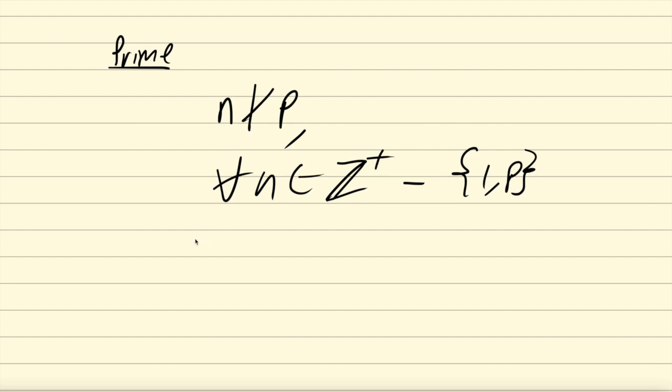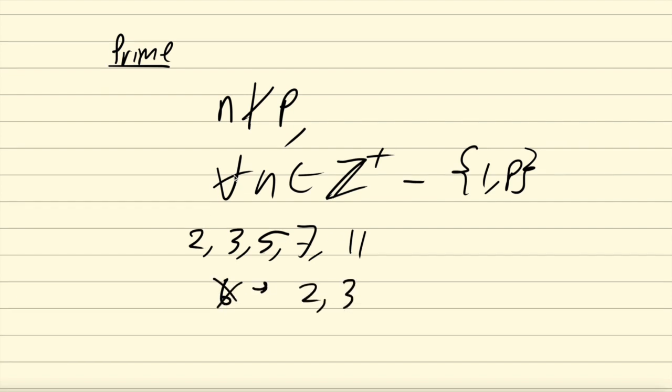A few examples of prime numbers are 2, 3, 5, 7, 11. 6 is not a prime number because it is divisible by 2 and 3. Now that we have gotten this clear, I did this a bit fast because most people know what prime numbers are, so let's look at Mersenne prime numbers.